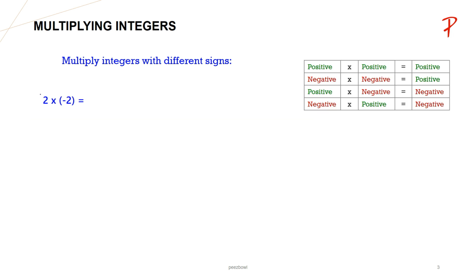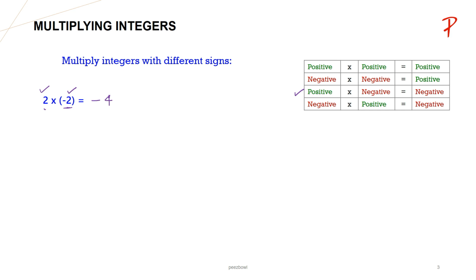In this example, we have 2 multiplied by minus 2, right? Here notice one thing, that we have one integer having a minus sign, that is minus 2. Okay. This is very simple. First multiply 2 with 2, that is 4, and you refer to this table. A positive integer multiplied by a negative integer gives a negative integer, right? So we will get minus 4.